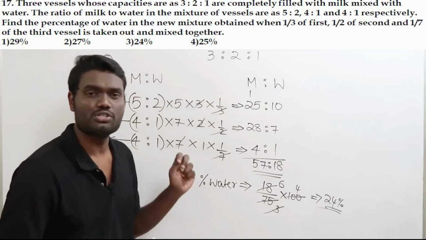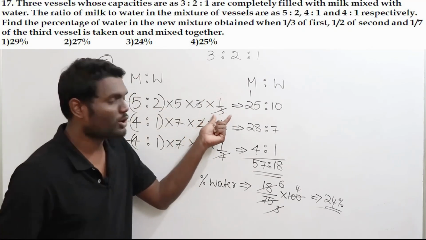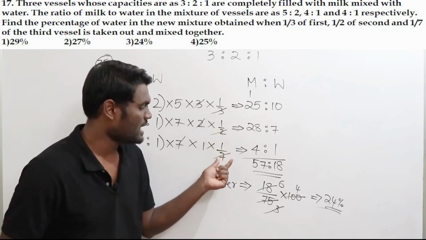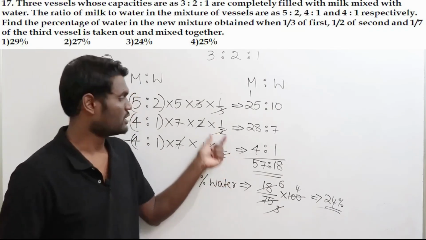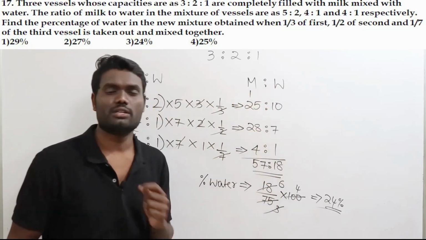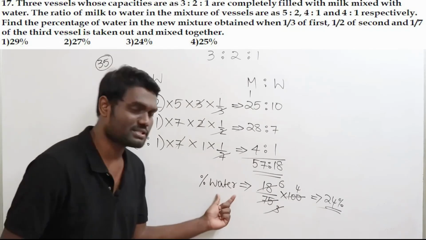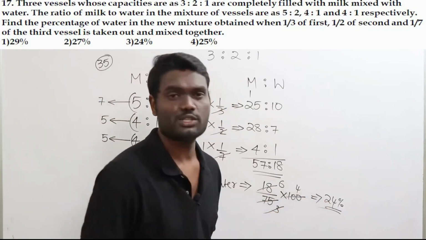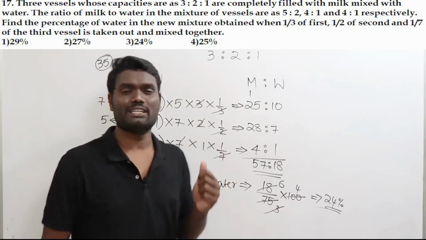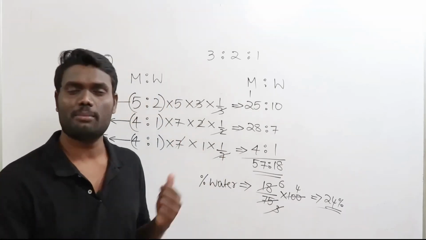So you'll be following the same procedure, but what happened is 1/3 of the quantity is taken from the first mixture, 1/2 of the quantity is taken from the second mixture, and 1/7 is taken from the third mixture. So once you calculate, you will be coming across the resultant milk to water ratio. Once you know the resultant milk to water ratio, they are asking us to find the percentage of water. Once you find the percentage of water, it will be 24%. Okay, so whatever we are discussing, all these are nothing but questions that were asked in previous examinations.